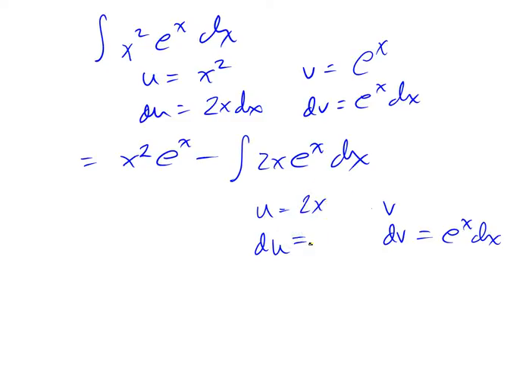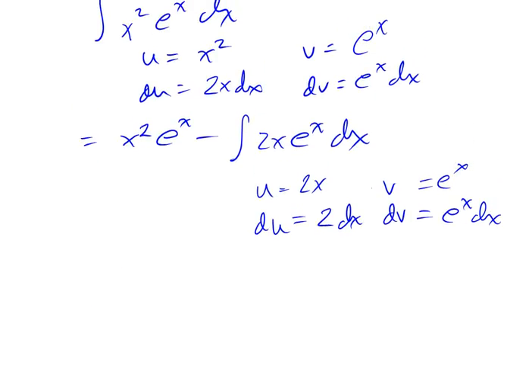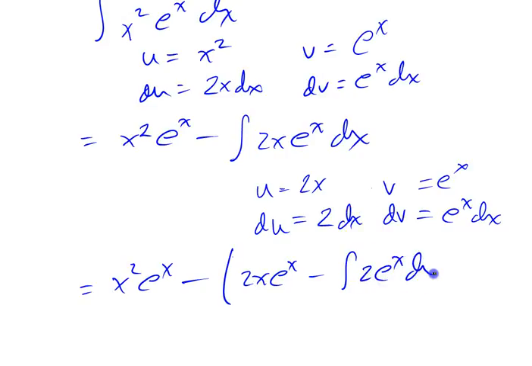Here we go. How about taking the derivative? That would be 2 dx, and taking the antiderivative here, that would be e to the x. And I see I'm running short on time. So I've got an x squared e to the x minus, and this whole thing gets minused, u times v, 2x e to the x, minus the integral of v du, which is 2 e to the x dx. And hey, I can integrate that thing.